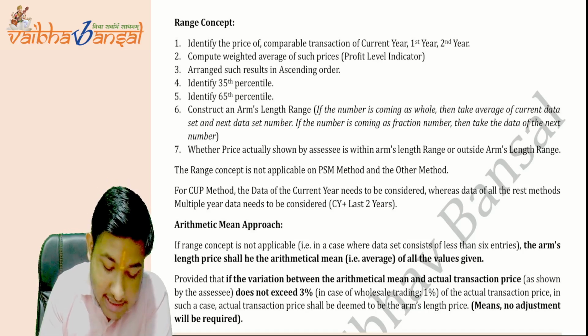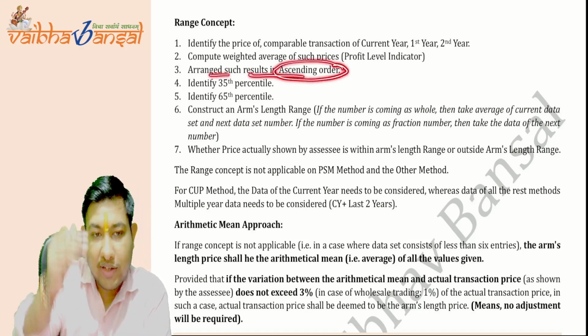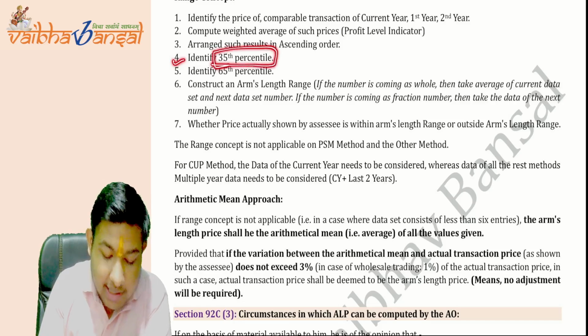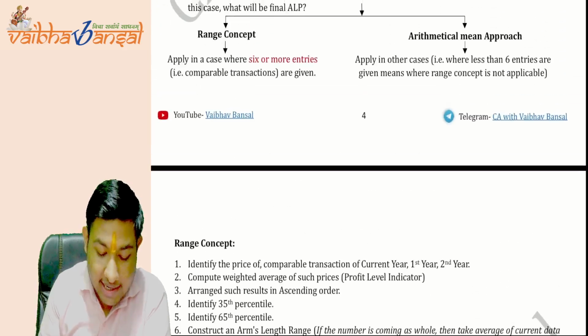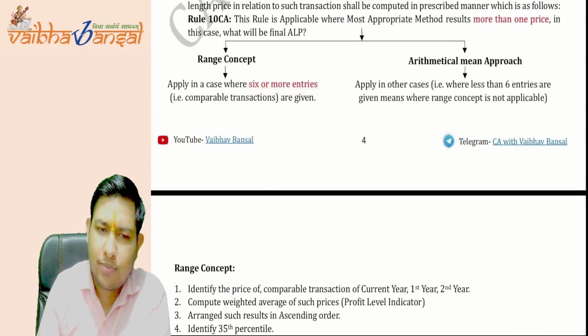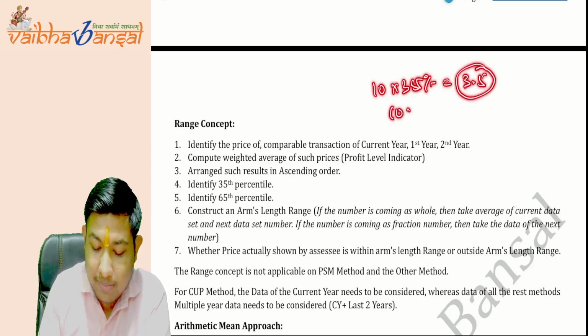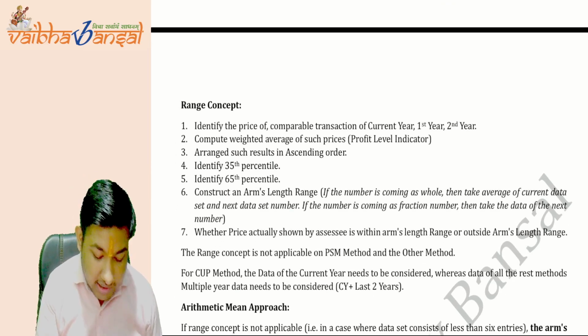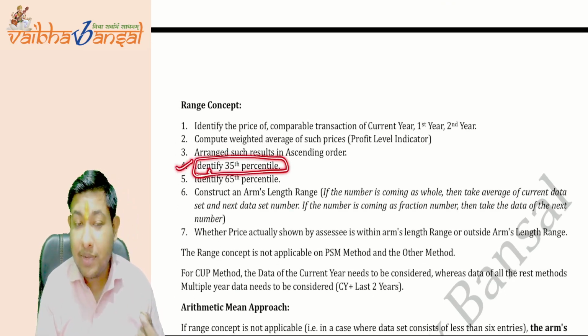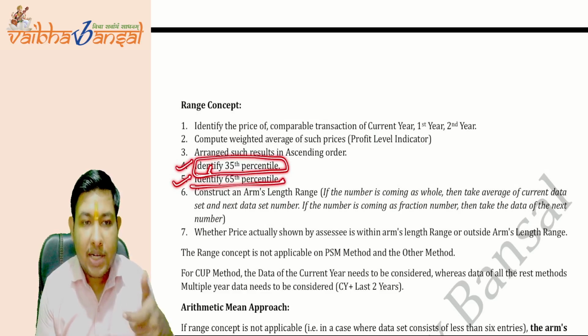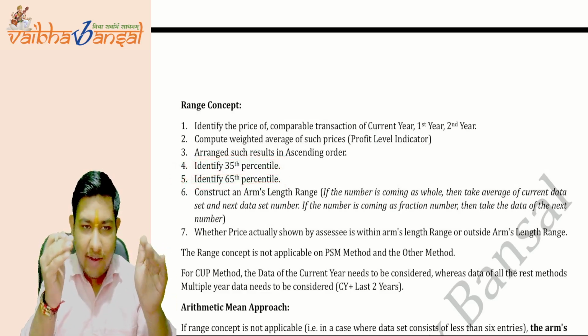Now arrange such results in ascending order. Whatever the price you get, arrange that in ascending order. Then identify the 35th percentile. Suppose we get 10 entries. Here we get 6 or more. So 10 multiplied by 35% is equal to 3.5, or 10 multiplied by 65% is equal to 6.5. So these are the numbers we get. Identify the 35th percentile, meaning 10 multiplied by 35%, and the 65th percentile, meaning 10 multiplied by 65%. Okay, the 3.5 and the 6.5.